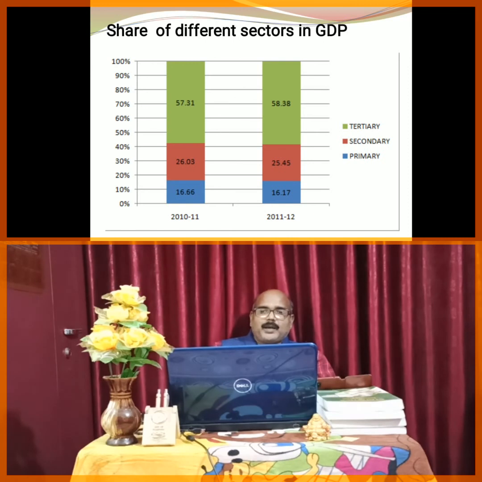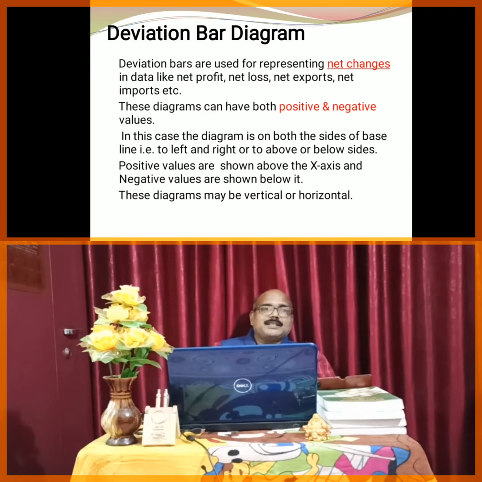Then deviation bar diagram. Deviation bar diagram is for representing the net changes in the data when there are both positive values as well as negative values. Like for example, profit as well as loss, net export and net import. In that case, the positive values are taken above the x-axis and the negative values are taken below the x-axis.